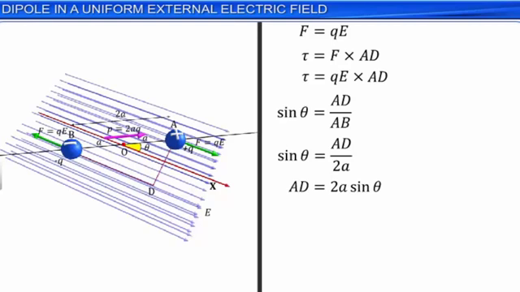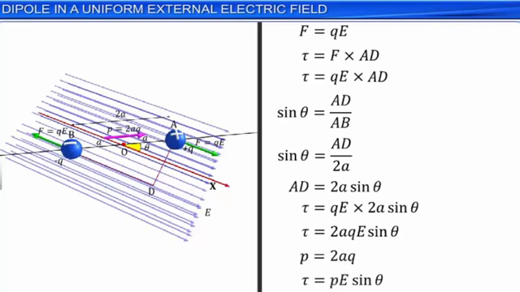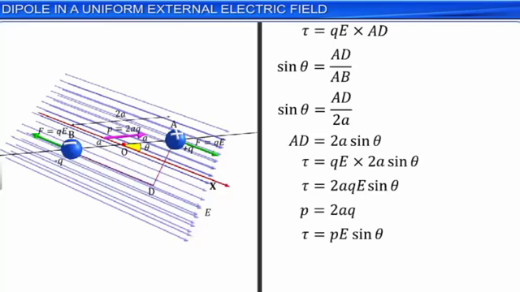Substituting the value of AD in the expression for torque tau, we get tau is equal to QE into 2a sin theta. Or, tau is equal to 2aQE sin theta. But the dipole moment p is equal to 2aQ. Therefore, we have torque tau is equal to pE sin theta. This is the expression for the torque experienced by a dipole when placed in a uniform external electric field. Since pE sin theta is equal to p cross E, we have torque tau is equal to p cross E.